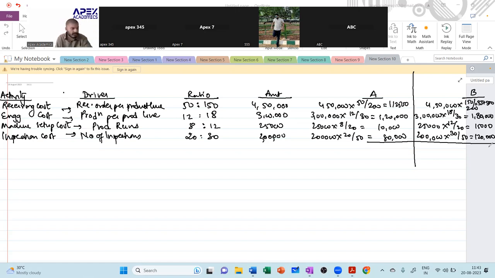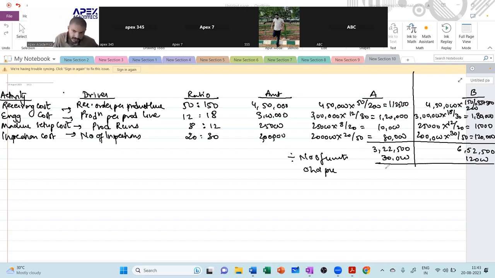What are the total overheads allocated here? Total of all of this comes to 3,22,500, and over here it will come to 6,52,500. Now, my dear friends, please understand: the number of units of A given in the question is 30,000, and here it is 12,000. What is the overhead per unit? The overhead per unit comes to 10.75, and here it comes to 54.375. This is not asked in the question.